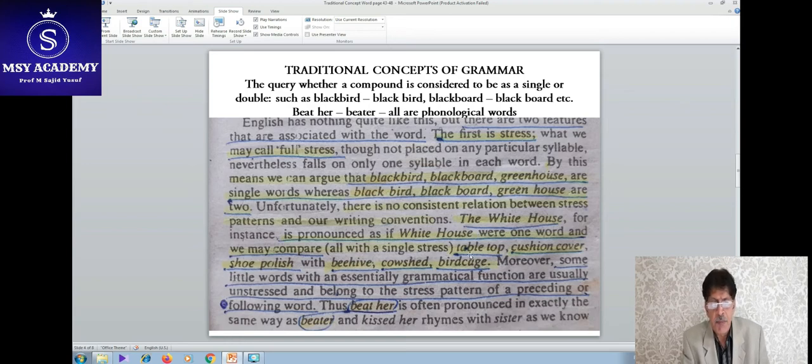We may compare similarly: tabletop, cushion cover, shoe polish, beehive, cowshed, bird cage, cowshed, bird cage, beehive. So, the syllable and the pattern in which the stresses take place.